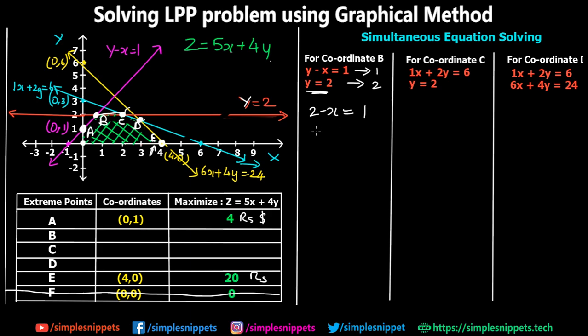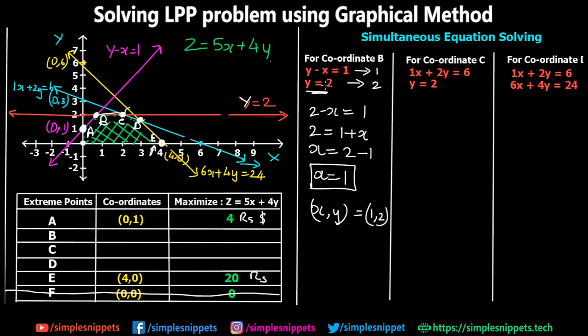So x will go over here, so 2 is equal to 1 plus x. So x will finally be equal to 2 minus 1, so x will be 1, right? So here's how we get the coordinates for B, that is x comma y is equal to 1 comma 2, because we already know y is 2 and we just found x as 1. This is the coordinate value of B, and this is how you solve two equations simultaneously to find the intersecting point. This is a concept of algebra.